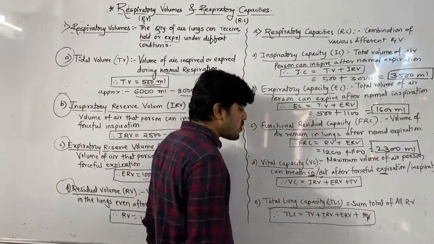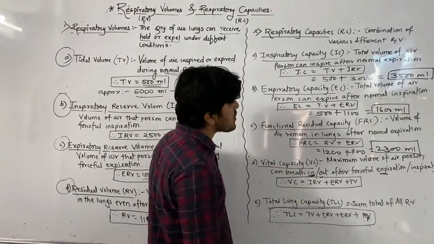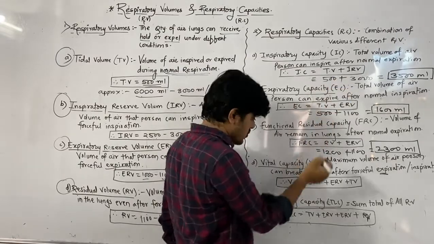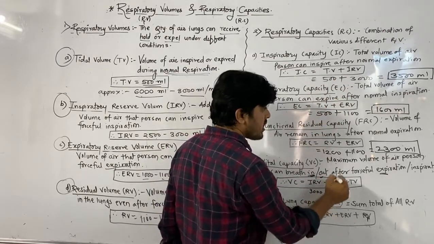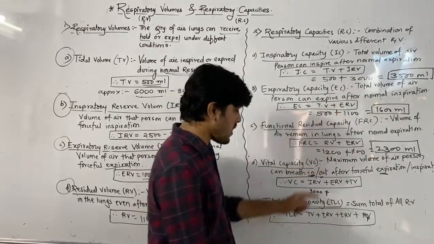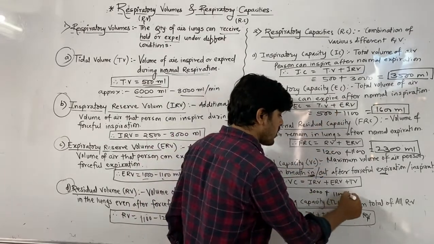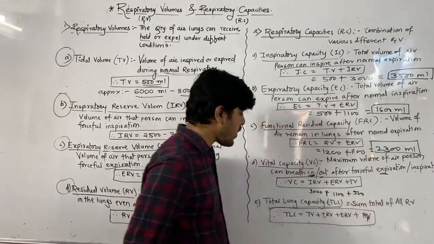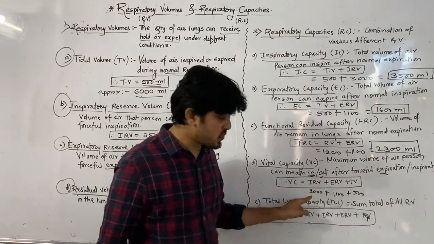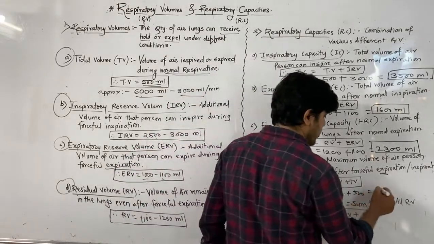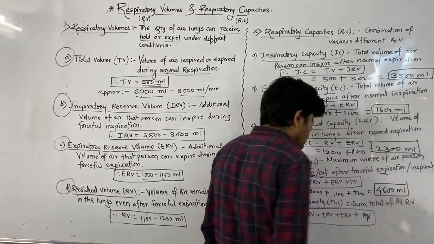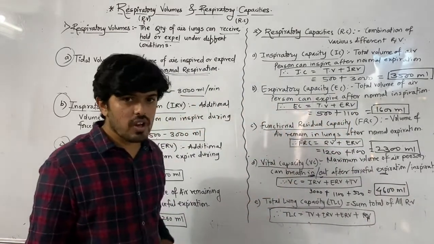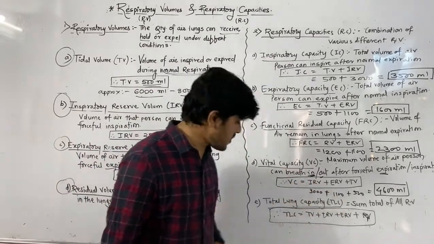Now we know all these values. ERV, if you calculate, what is ERV? See, IRV is 3000. ERV's maximum value is 1100, TV is 500. Now if you add 3000 plus 1100, that is 4100, and 4600. So this value is 4600 ml. You can derive different definitions; we are going to discuss after this formula.